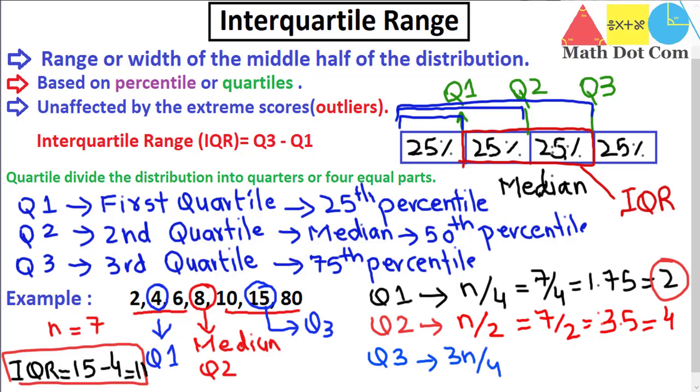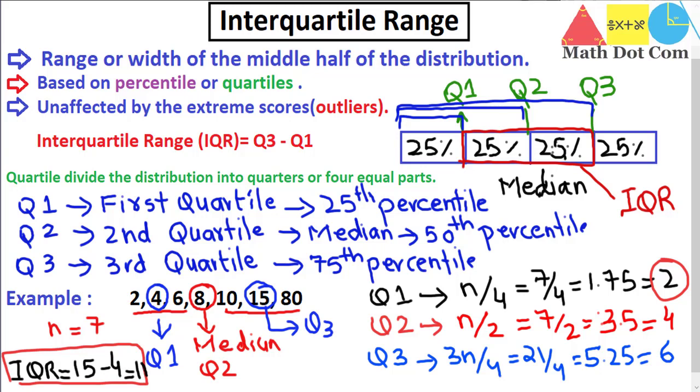Then for Q3, the formula is 3n by 4. n is the total count of the data set. So 3 multiplied by 7 is 21, divided by 4 is equal to 5.25. If you round it off, you will get 6. So Q3 is at the 6th location.